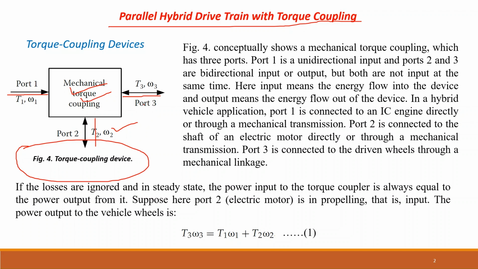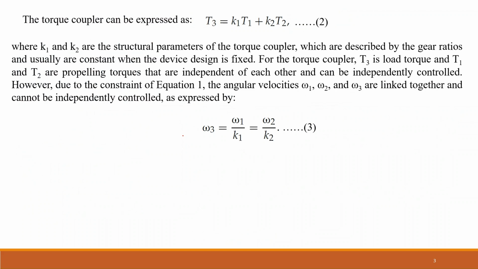Now, how can the torque coupler equation be expressed? Here T3 is expressed as K1 T1 plus K2 T2. What are K1 and K2? K1 and K2 are the structural parameters of the torque coupler, which are basically described by the gear ratio. Once the device design is fixed, the values of K1 and K2 are also constant. For the torque coupler, T3 is known as the load torque because that is the output, and T1 and T2 are known as the propelling torques. T1 and T2 are independent of each other and can be independently controlled.